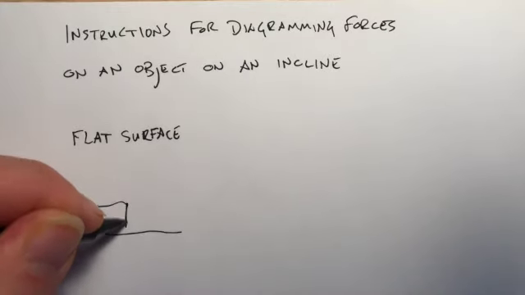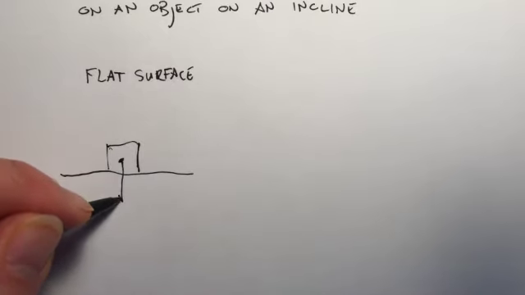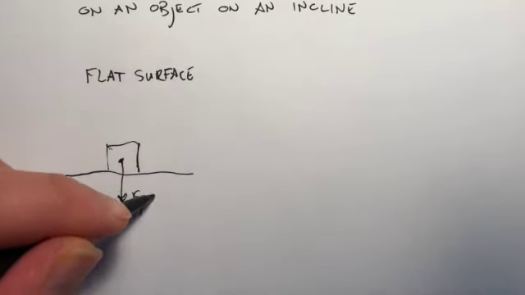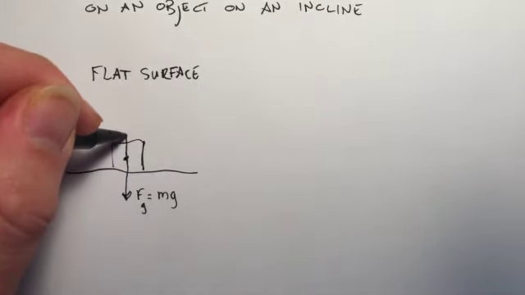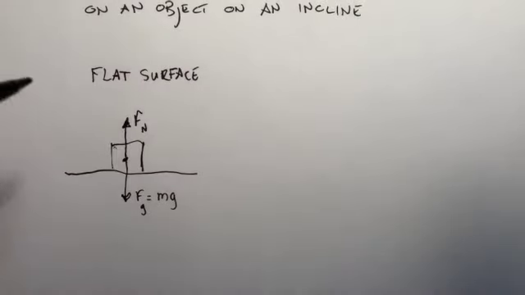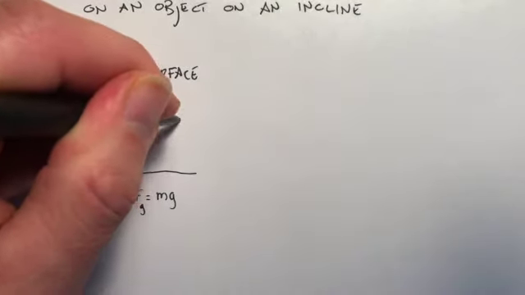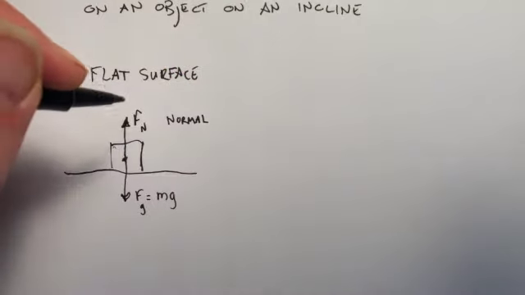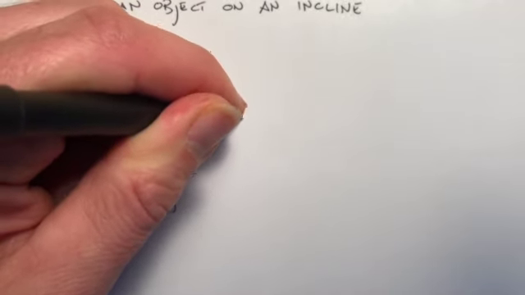I've got my object sitting here, and I know that gravity is always at work, and gravity, which is mass times gravity, or mass times the acceleration due to gravity, is always pulling down to the center of the earth. It's always straight down. Because that object sits on the ground, there must be something pushing up on it. We call that the normal force. Now, one thing I would like to make note of is that the word normal, in this case, does not mean unweird. Normal has another definition, and that is perpendicular.